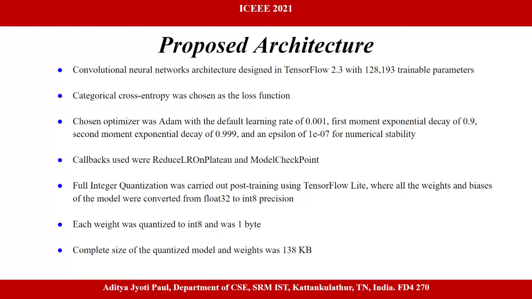Proposed architecture continues. Convolutional neural networks were designed in TensorFlow 2.3. It had about 128,000 parameters. Categorical cross entropy was chosen as the loss function. The chosen optimizer was the Adam optimizer. Callbacks used were reduce LR on plateau and model checkpoint. Each weight was quantized to int8 and was thus 1 byte. And the complete size of the quantized model along with the weights together was 130K.